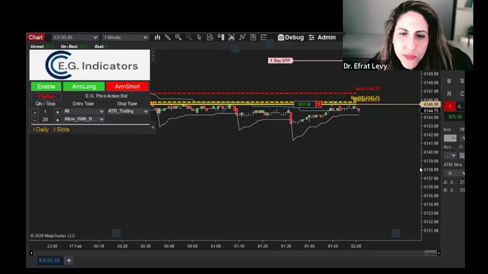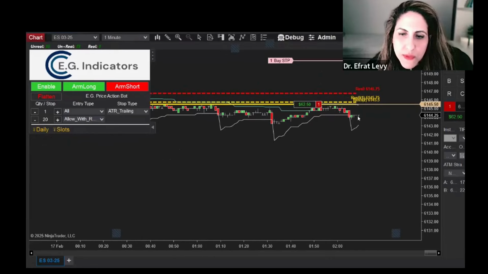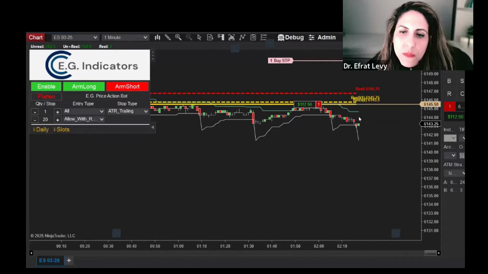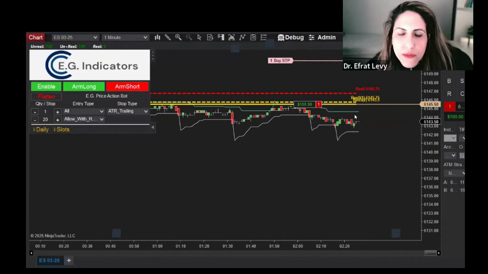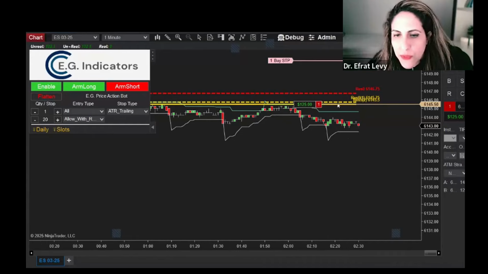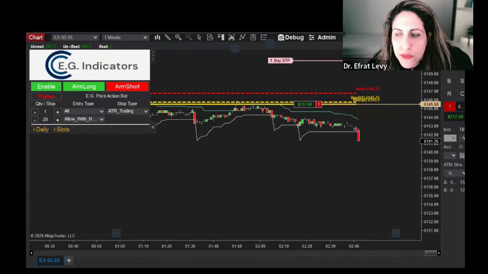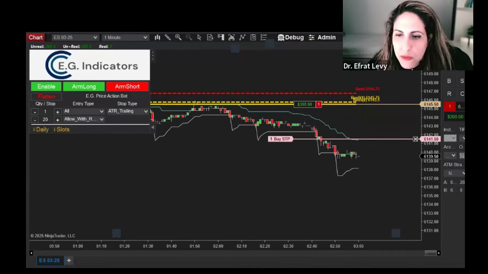So the way this bot was implemented, it waits for the market to relocate in a certain distance relative to the entry for the stop to be trailed.